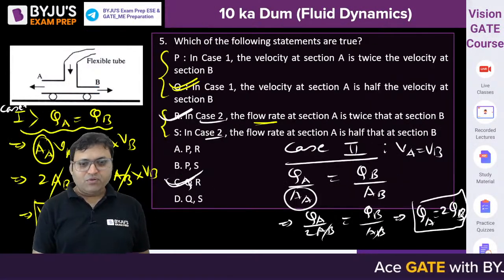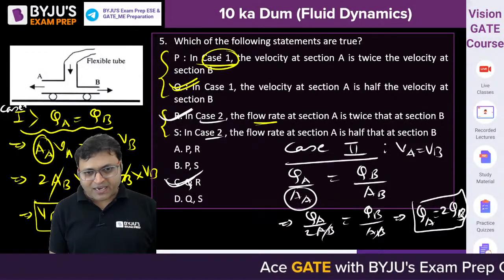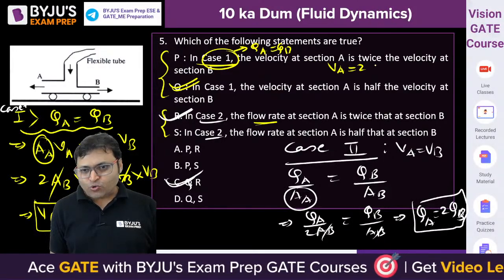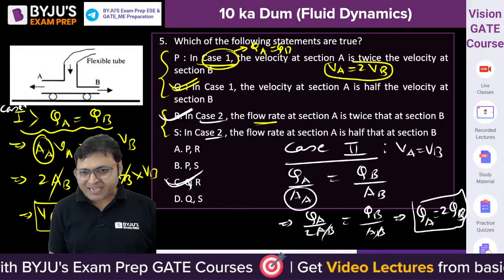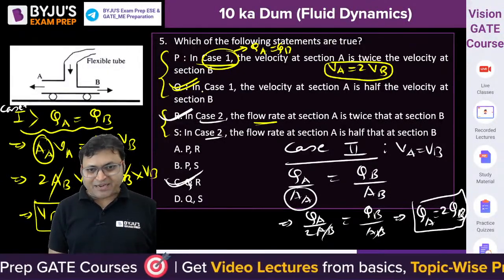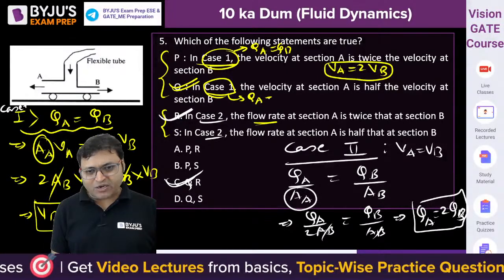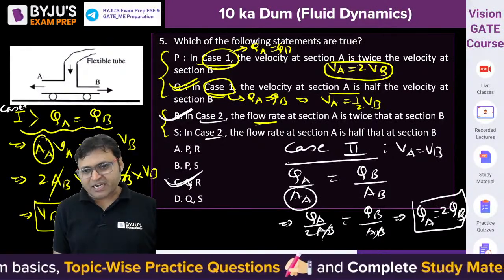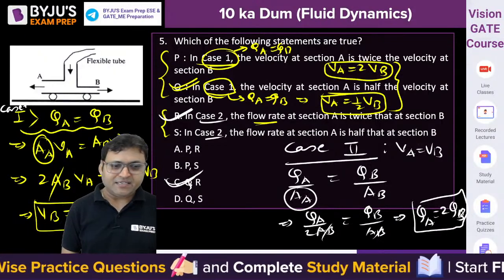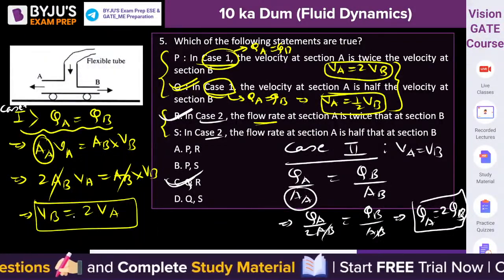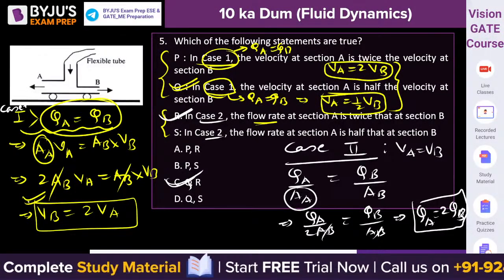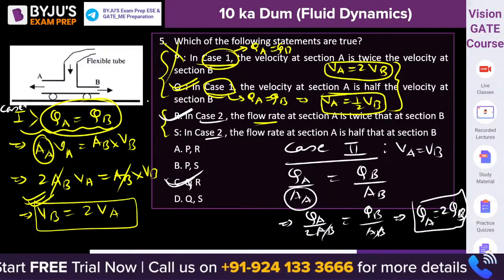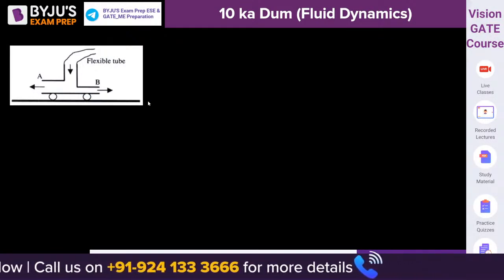Getting it? Now, statement P says in case 1, where QA was equal to QB, the velocity at section A is twice the velocity at section B. Is this statement correct or not? Statement Q says in case 1, when QA is equal to QB, the velocity at A is half of the velocity at B. So out of these two options, which is correct? That is what I have told you here. If QA is equal to QB, then VB is equal to twice VA. So statement Q is correct, not P. P will not be correct. Getting it or not?